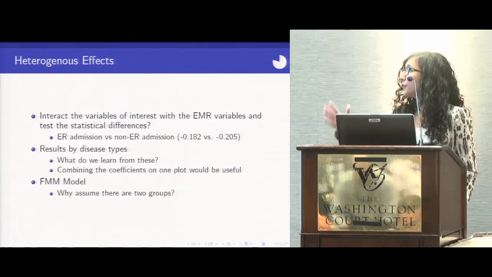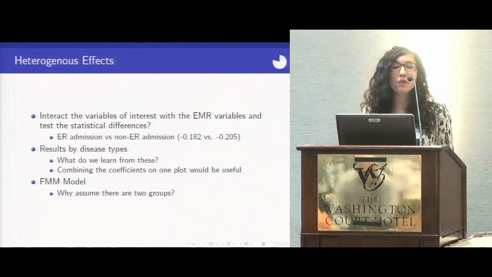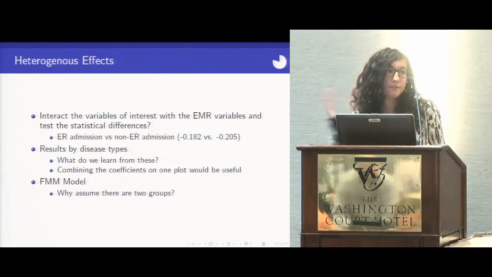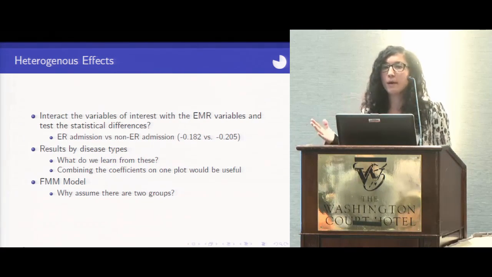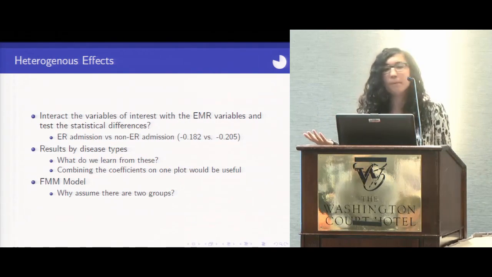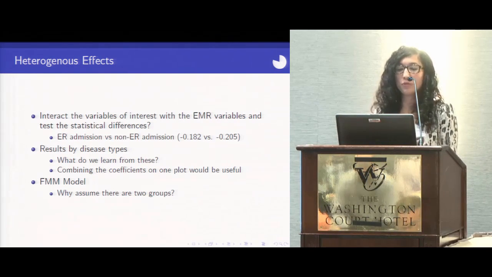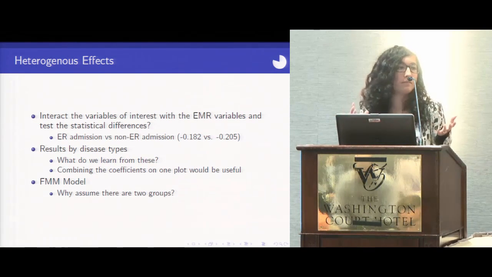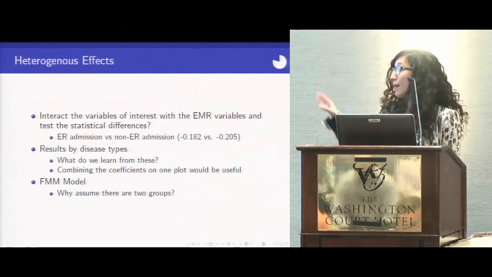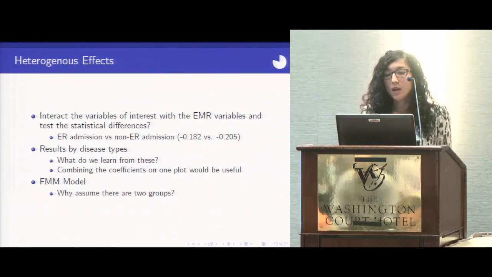So also she presents a lot of results by different types of diseases. And that's one thing I was wondering: what do we learn from all these types of analysis? What we see is there are differences by disease types, effects differ by disease types, but does it depend on how chronic that disease is, or maybe how complex that disease is? So tying all that together to the story I think would be helpful, and it's also very challenging to look through lots of different tables and different graphs by disease type. Combining all those coefficients maybe in one plot I think would be useful.